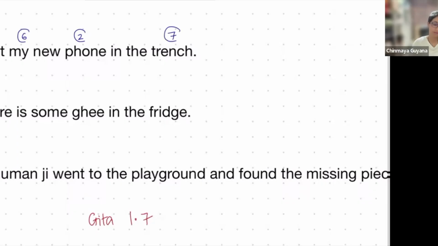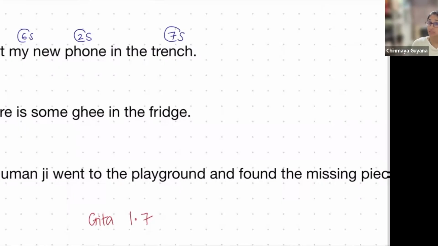Okay, now numbers. How many I's? Single. How many my's? Single. How many phones? Luckily, only one. How many trenches? Well, if there's one phone, it's one trench. Okay, all single. Okay. There is some ghee in the fridge.